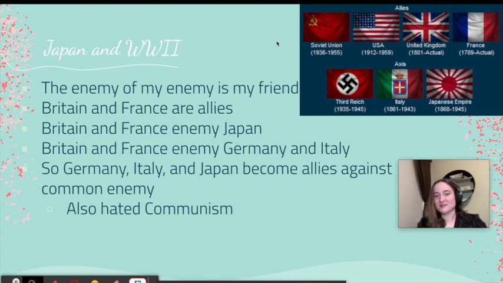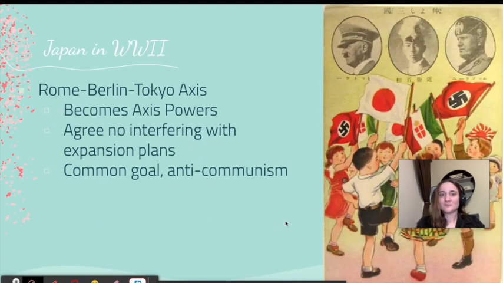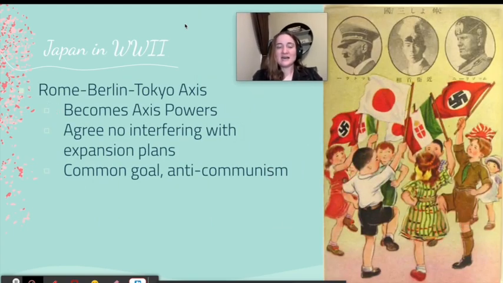They formed together and they became the Axis powers. So again, Germany, Italy, Japan, they're the Axis powers. Allies would be the Soviet Union, United States, United Kingdom, and France. So, yes, the Axis powers, the full name is the Rome-Berlin-Tokyo Axis, shorten that up, Axis powers. They agree together to no interfering with expansion plans, and they all had the common goal of hating those other countries as well as hating communism. Remember, Soviet Union is communist and also China is communist.